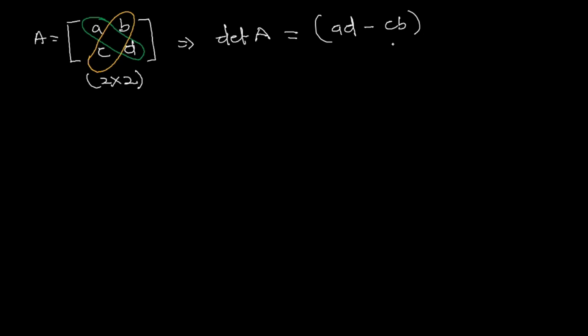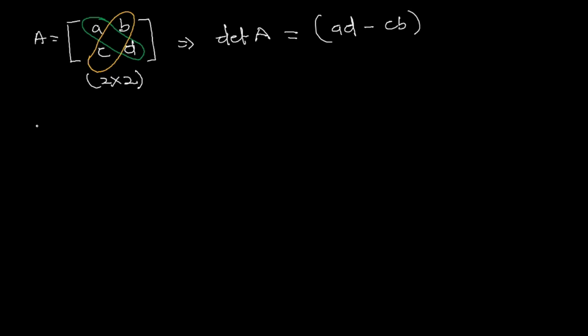So this is how we find the determinant of a 2x2 matrix. First of all, we multiply the leading diagonal, which is A and D. We multiply the values over there, and then we multiply the second diagonal, and then we subtract it from the leading or the first diagonal. That is how we find the determinant of a 2x2 matrix.